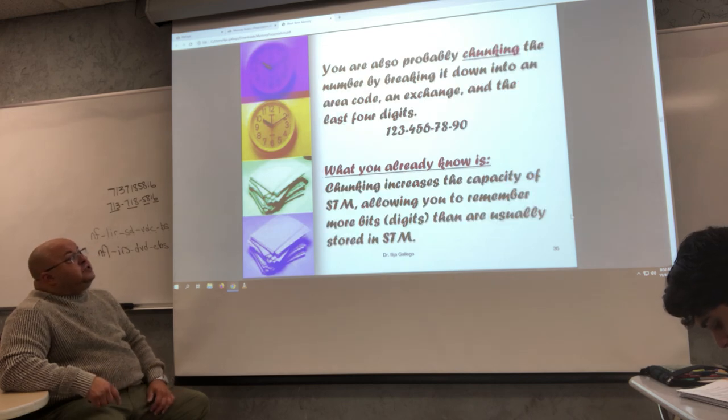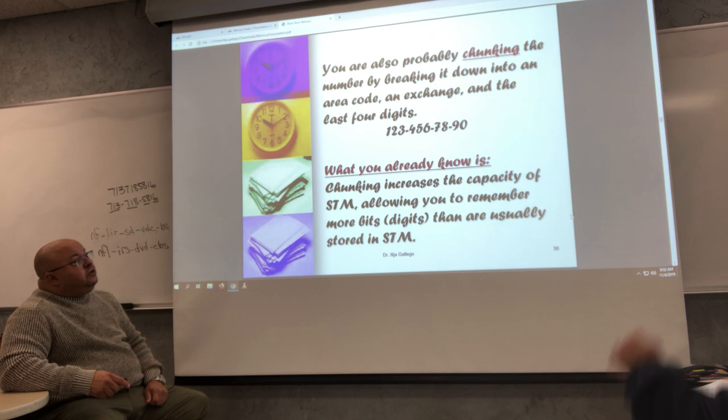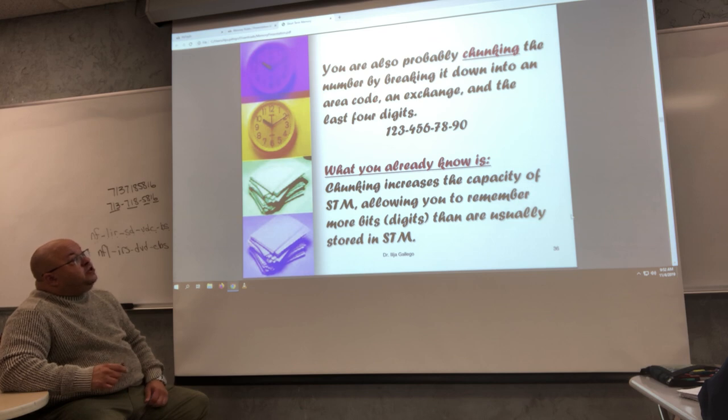Then you're probably chunking the number, right? You did, somebody did, I don't know. Anyway, so you're chunking the number, which means you're going 1, 2, 3, 4, 5, 6, 7, 8, 9, 0. So you're putting it in chunks of the area code, the exchange, and the last four digits, because you know that if you chunk it, it'll increase your capacity. So you can remember 10 digits, even though normally we only remember about 7.